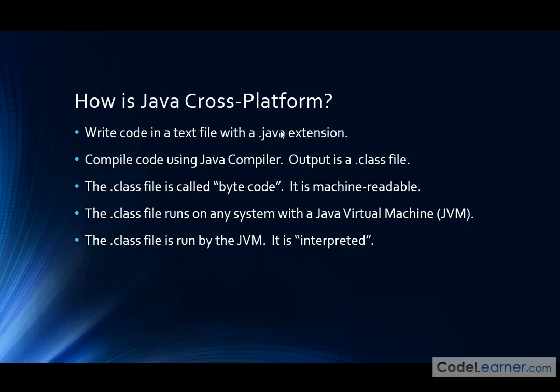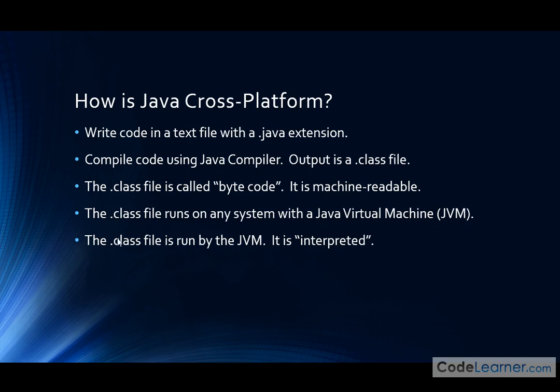You type your code into a .java file. You compile it using a compiler. The output you get is a .class file. This is what the actual program is. This is what you want to run and actually execute the instructions. But you have to have a Java virtual machine in order to run Java programs.